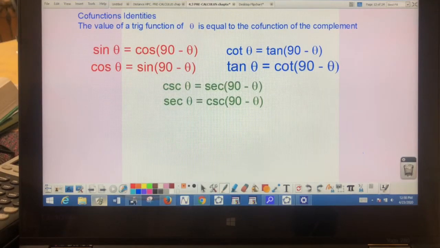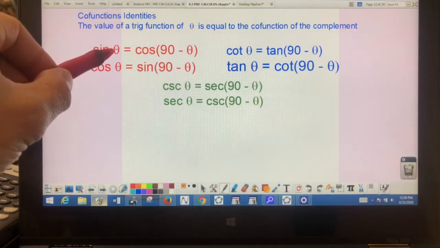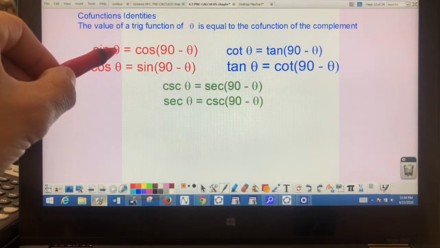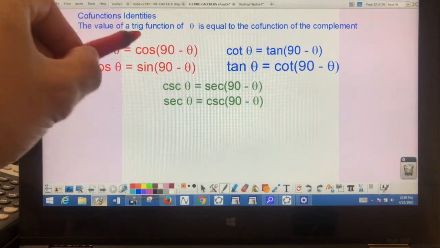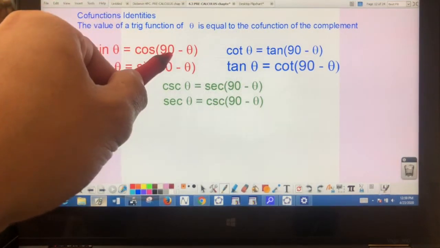We're at this page right now, so I'll go back to another part. Sine and cosine are cofunctions. Here's the reason why. They are equal to each other with the 90-degree complement, or 90-degree angle, if you want to call it. So sine of any angle, the angle can be 10 degrees, 12 degrees. If it's 10 degrees, sine of 10 degrees is going to equal cosine of 80 degrees because you got the 90 minus 10.